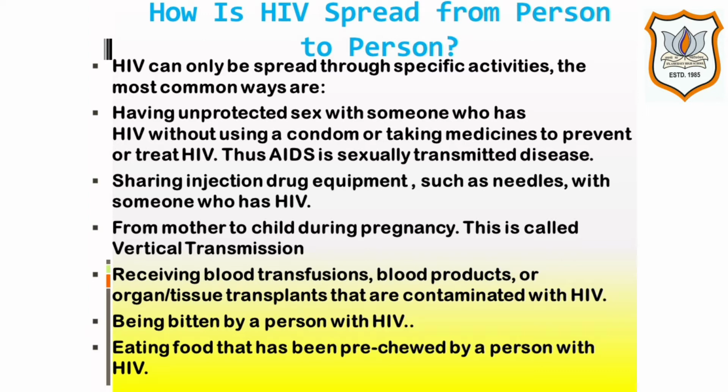Second is sharing injection drug equipment such as needles with someone who has HIV. Third one is from mother to child during pregnancy. This is called vertical transmission. Fourth one is receiving blood transfusion, blood products or organ and tissue transplants that are contaminated with HIV. Next is being bitten by a person with HIV. And last one is eating food that has been pre-chewed by a person with HIV.